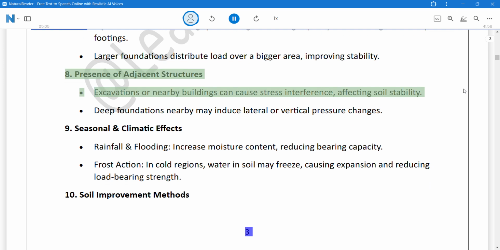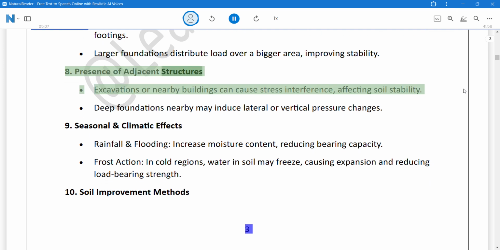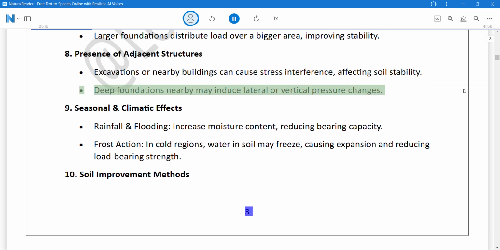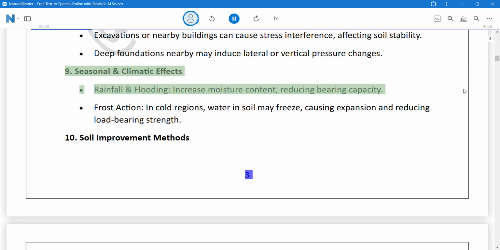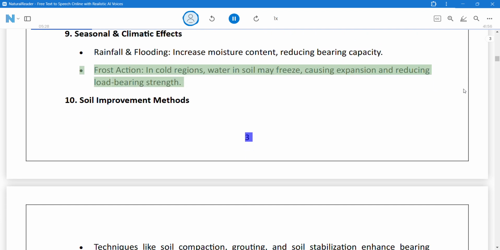8. Presence of adjacent structures, excavations or nearby buildings can cause stress interference, affecting soil stability. Deep foundations nearby may induce lateral or vertical pressure changes. 9. Seasonal and climatic effects: rainfall and flooding increase moisture content, reducing bearing capacity. Frost action: in cold regions, water in soil may freeze, causing expansion and reducing load-bearing strength.